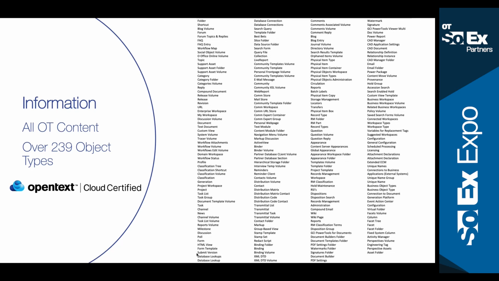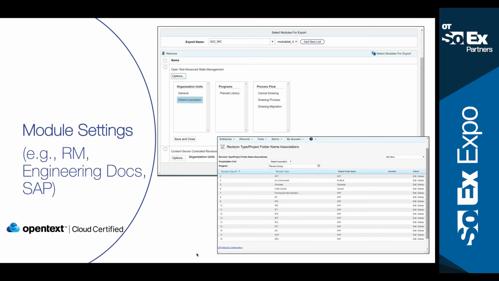This is a great eye chart showing the 239 different object types. By the way, we will also send out this presentation, so you don't have to try to take notes. I should have said that earlier. But from simple things like folders to more complicated things like transmittals, all of that kind of information, we're able to move from one environment to the next. We've also have the ability to do the module settings. This is an example from engineering documents where we're able to take information from one environment to the next.